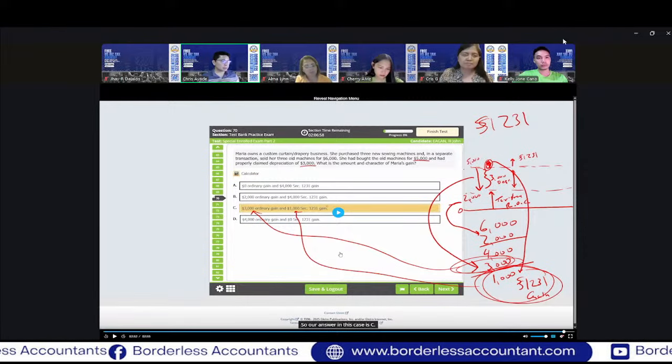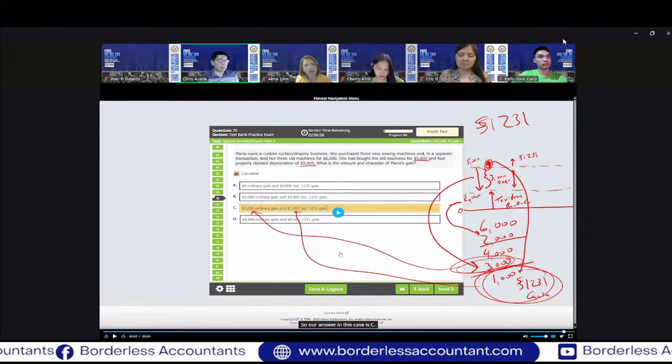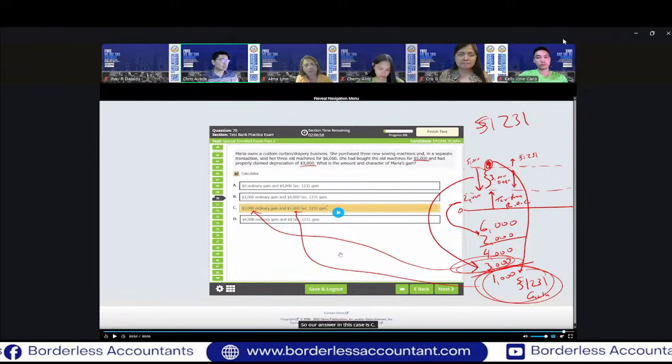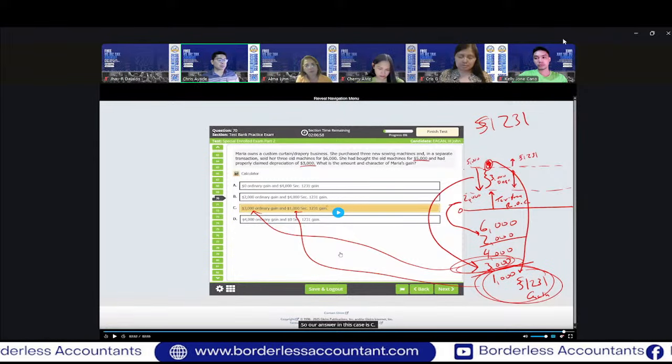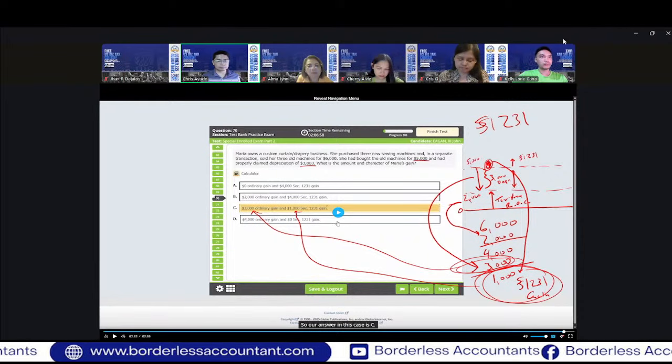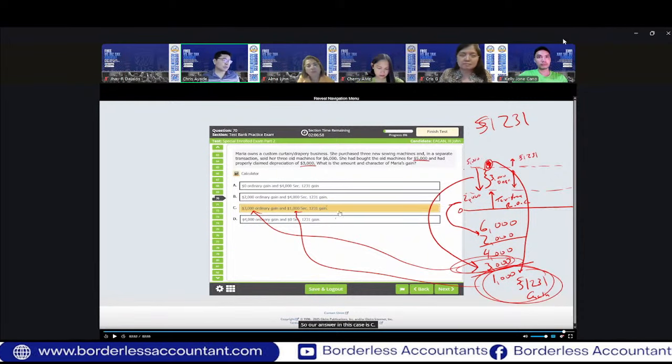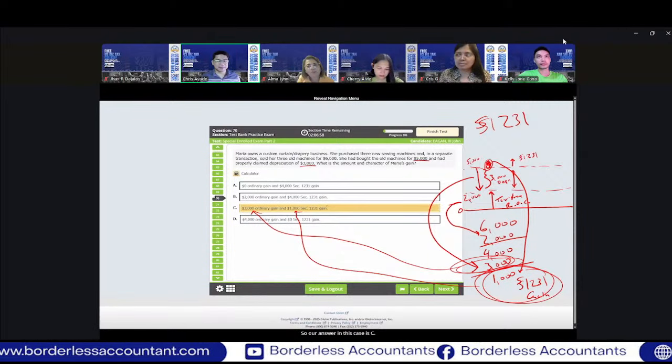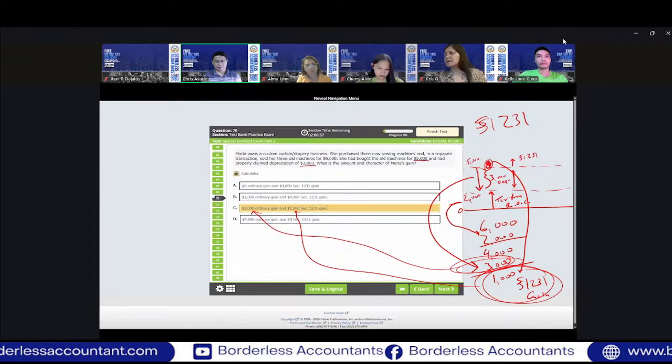So basically, the premise there is just a matter of how much tax is going to be imposed on the gain. Gets? And again, this is not very common, guys. Our answer in this case is C.